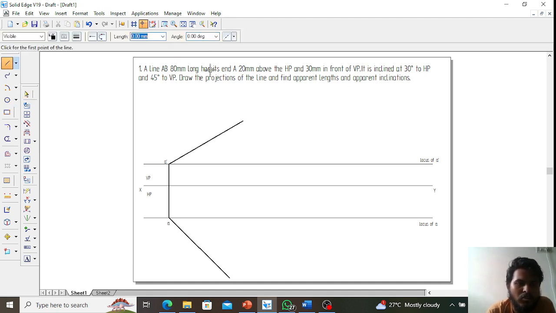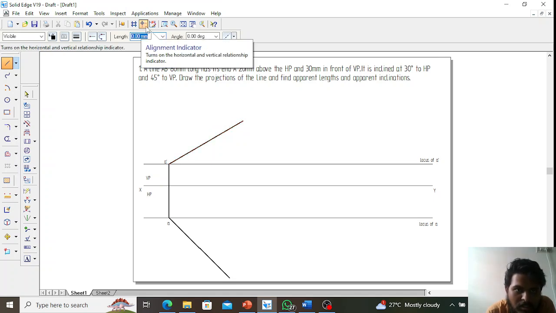Now I will draw two locuses from these two lines. So first I will bring the cursor to this end and then I will shift it. So you can see a dotted line. This is coming through this option, alignment indicator. You need to turn on this. If it's not coming, then it will just give a straight line to indicate, as the name suggests, an alignment.